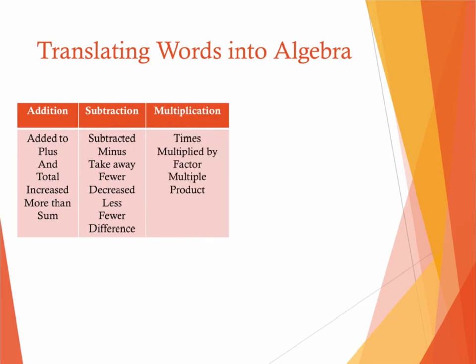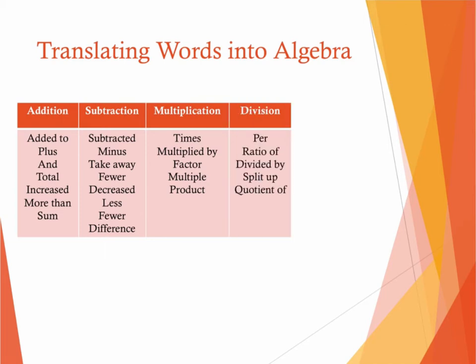For multiplication, we see times and multiplied, but factor, multiple, and product are also words that should ring in multiplication in our ears. For division, we see phrases like per, ratio of, divided by, split up, quotient of. Anytime that you are breaking something up, think of division.